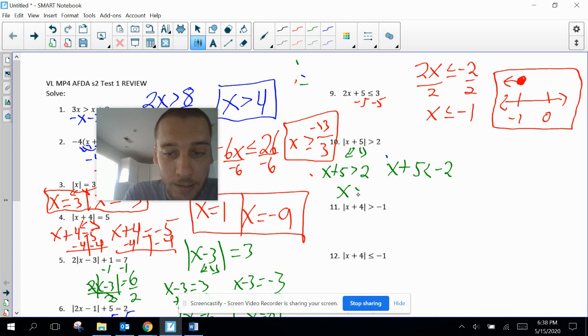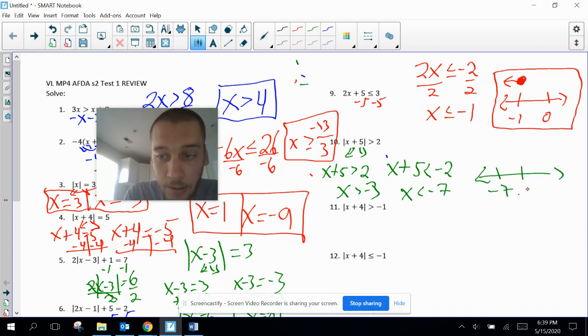We got x is greater than -3. Subtract 5 on both sides, and we've got x is less than -7. And I'm just going to put both of these spots up on my graph. So we've got -7, -3. Make sure you tell me where 0 is at.